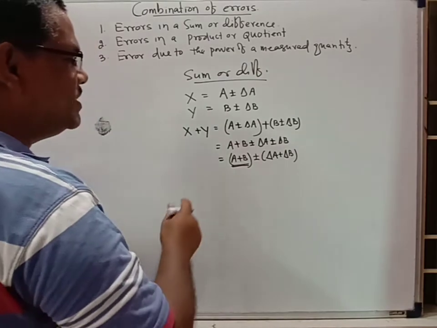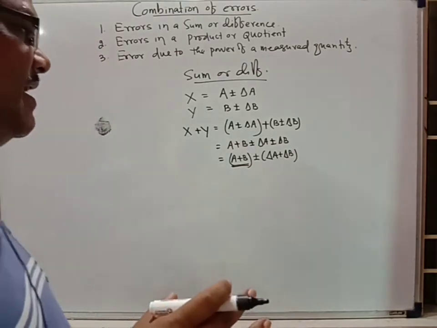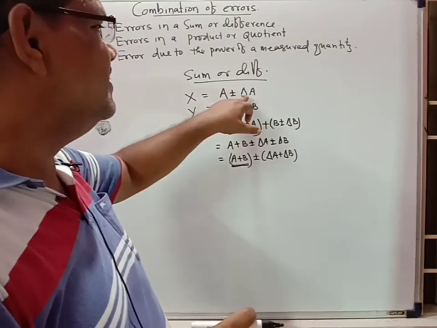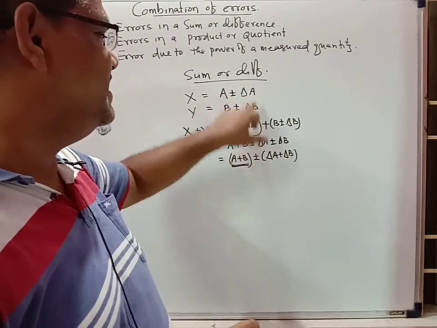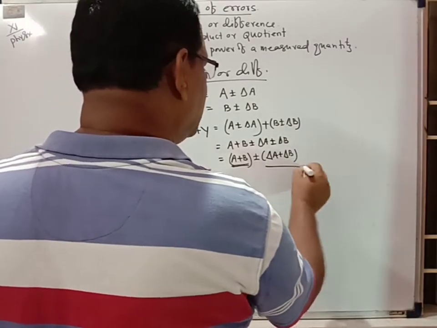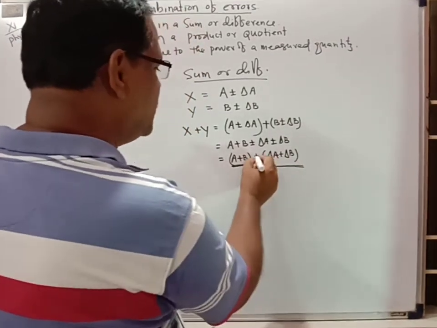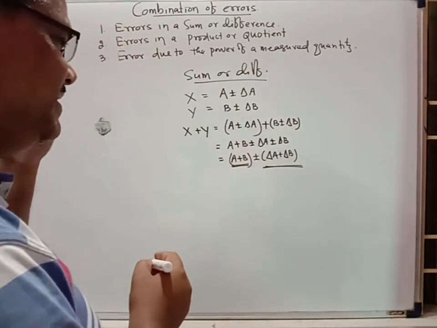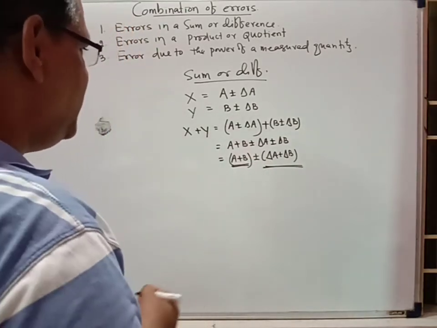That means the absolute error appearing in the result is equal to the sum of the absolute errors of the individual quantities. Simply, the absolute error of the result is equal to plus or minus delta A plus delta B. So the absolute error is simply added.